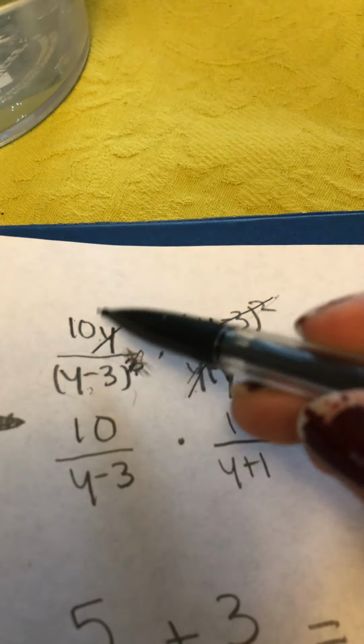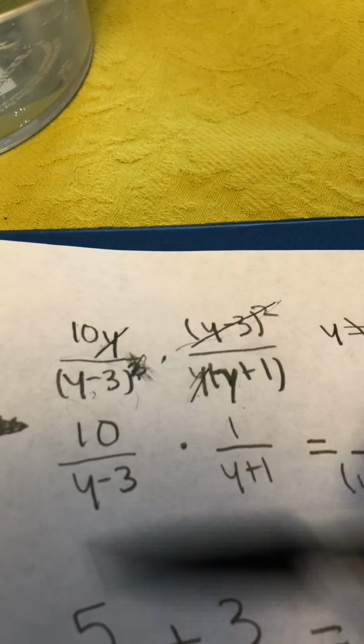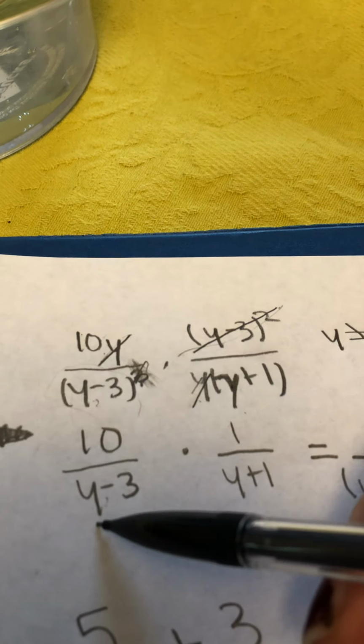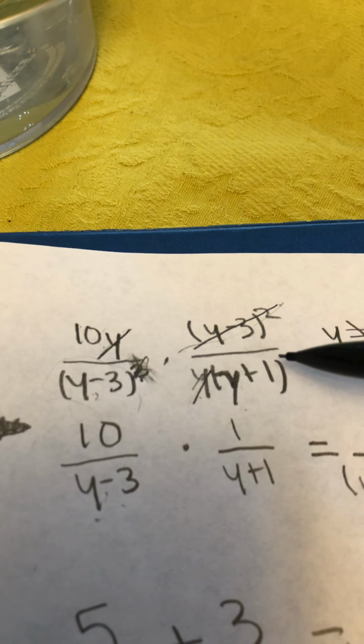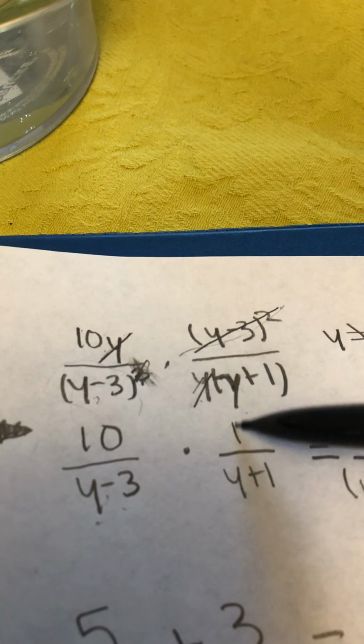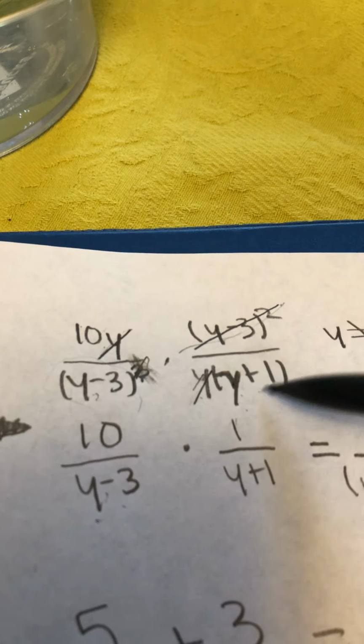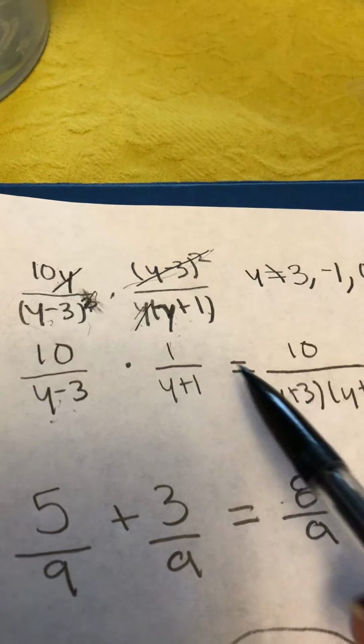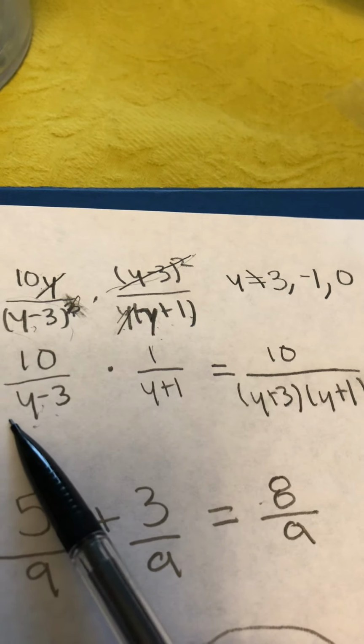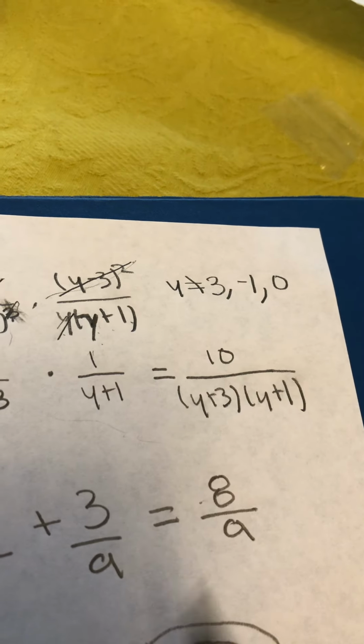We've got a y here, cancel those out. What do we have left? We've got a 10 over y minus 3, and this is nothing, so it'll just be 1, and we've got a y plus 1. Now we just go across. 10 times 1 is 10, and then we just bring these two together, and that is our answer.